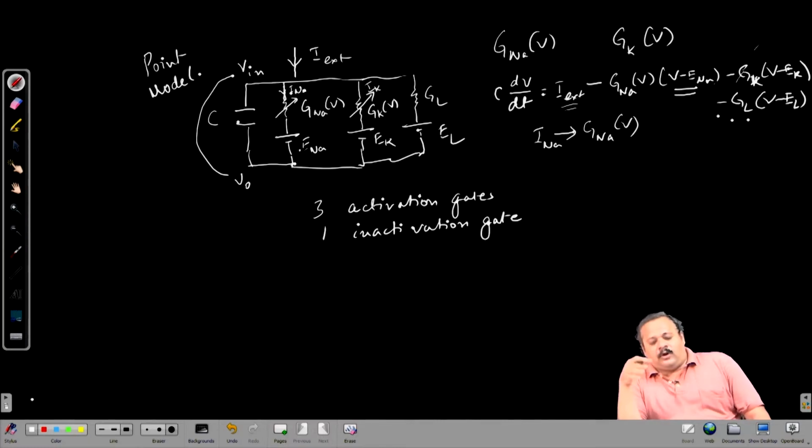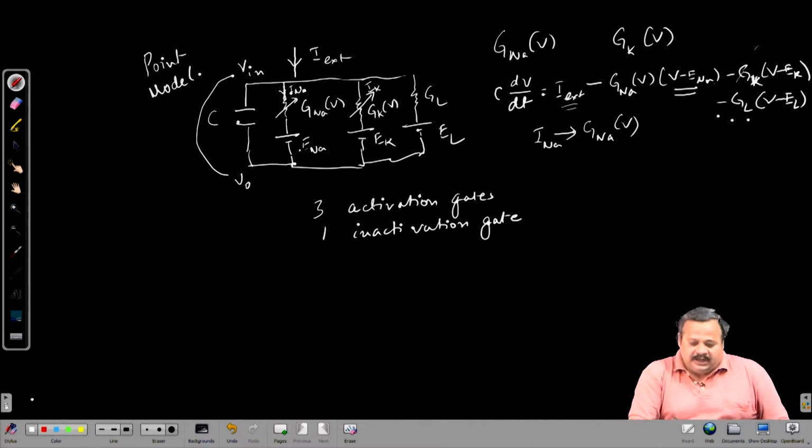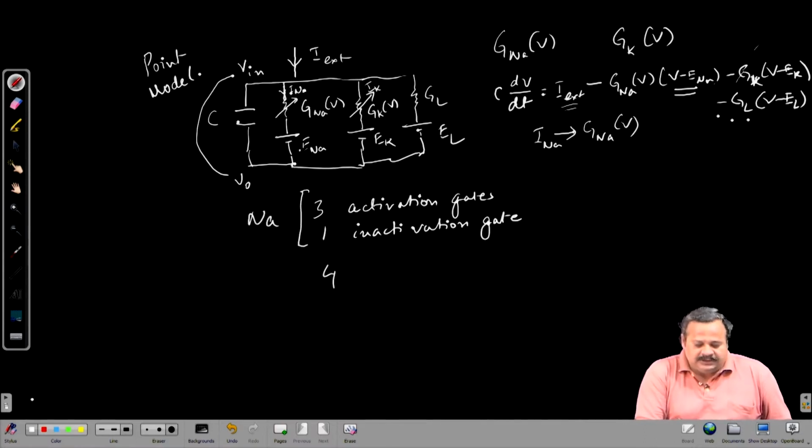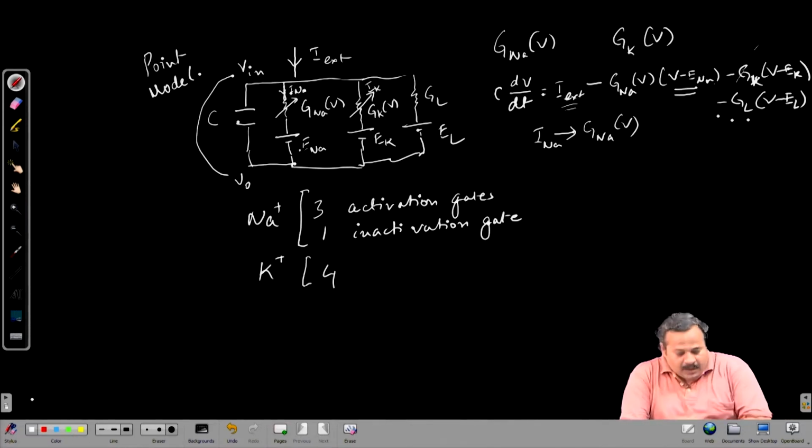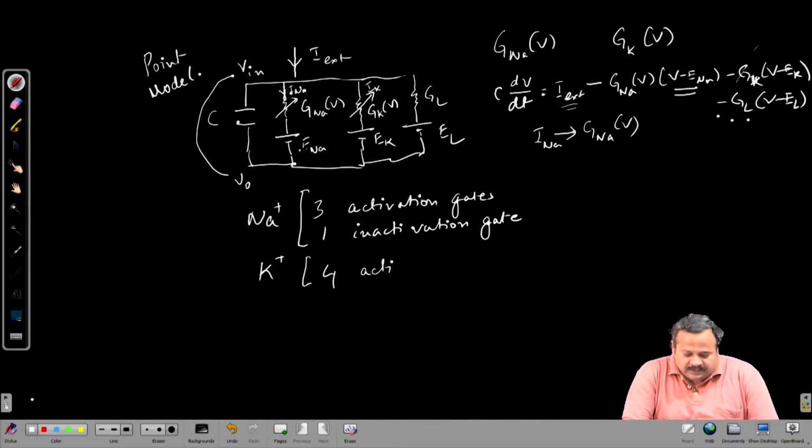And now from other studies more than 60 years later, 50 years later, we now know that indeed there are 3 activation gates and 1 inactivation gate in sodium channels and 4 activation gates in potassium channels. So, this is for sodium channels and this is for the potassium channel, 4 activation gates.